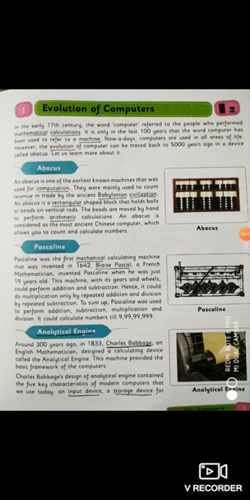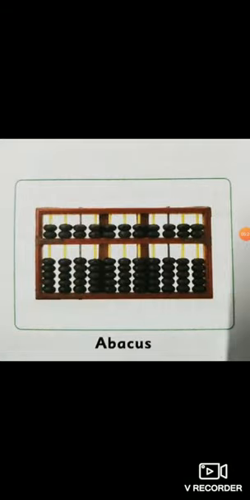An abacus is a rectangular shaped block that holds balls or beads on vertical rods. The beads are moved by hand to perform arithmetic calculations. An abacus is considered as the most ancient Chinese computer which allows you to count and calculate numbers. So the structure of the abacus: an abacus is a rectangular box that holds the beads or the balls. So let's take a closer look. So this is an abacus.